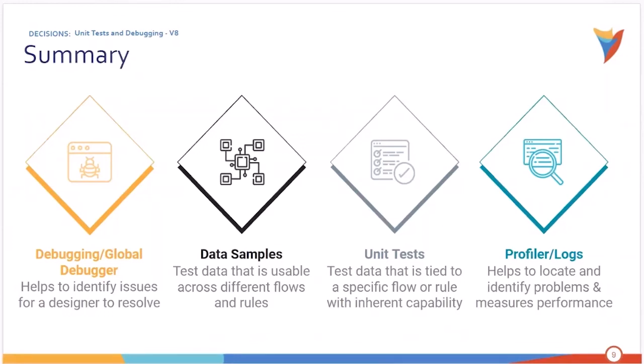The debugger or global debugger helps us to identify issues and resolve them while we are building the workflows. Data samples are test data that is usable across different flows and rules. Unit tests are also test data that is tied to a specific flow or a rule with inherent capabilities. Profilers or logs help us to locate and identify problems and measure performance.